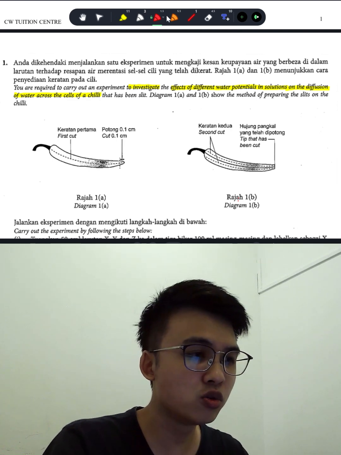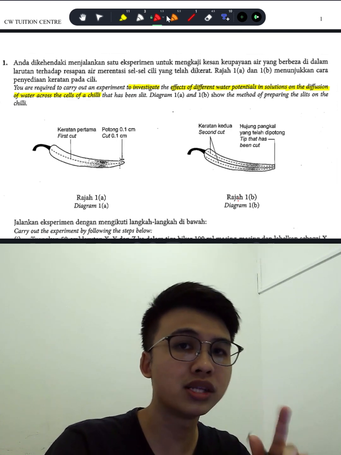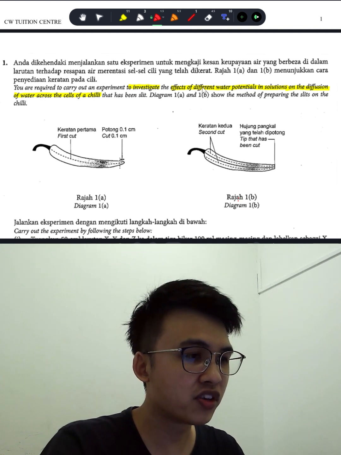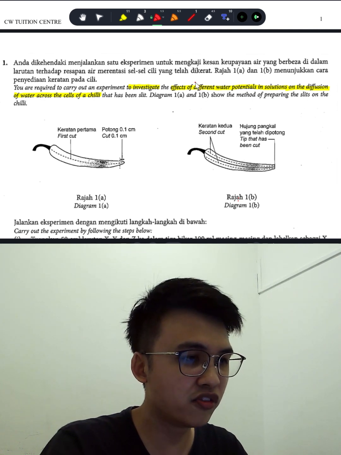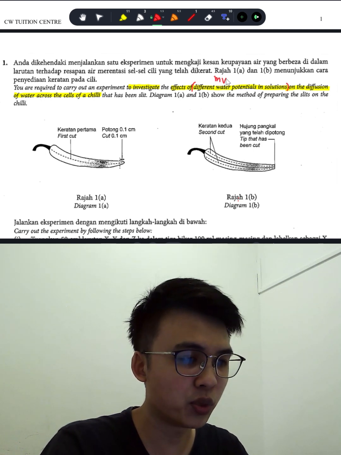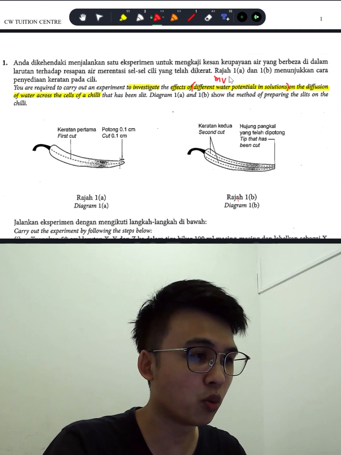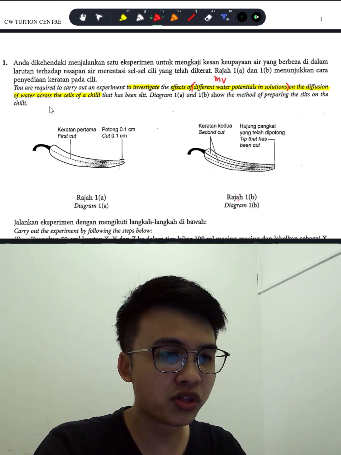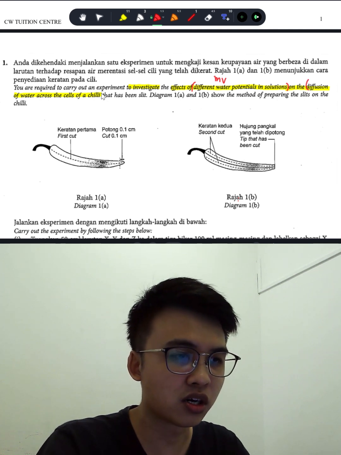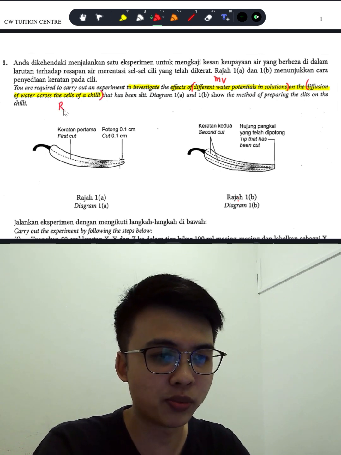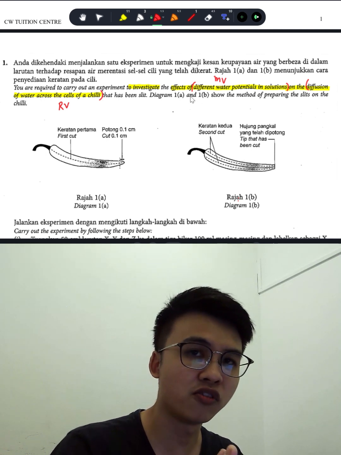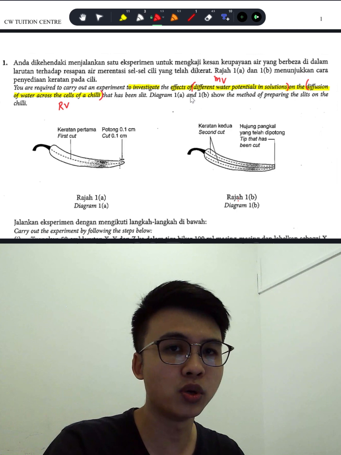The thing is, you need to recognize which one is the MV and which one is the RV. Here, you see, the effect of different water potential in the solution. Different means when you see a difference here, it means MV. This is going to be our manipulated variable. On diffusion of water across the side of the chili, this one is going to be our RV. So once you know MV and RV, the rest of the question will be very easy for you guys to do.